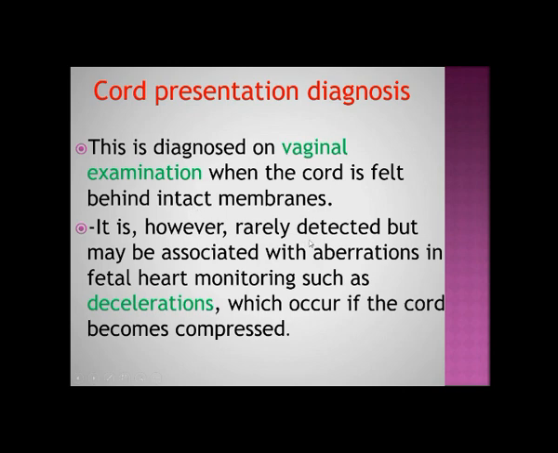It is, however, rarely detected, but it may be associated with aberrations in the fetal heart rate monitoring, such as deceleration. Deceleration means a reduction in the fetal heart rate that lasts for a long time, usually occurring during contractions. So if there is fetal heart rate deceleration, we have to check for any cord presentation, which occurs if the cord becomes compressed. When the baby's cord is compressed during a uterine contraction, deceleration will occur. So we have to check for any cord presentation.